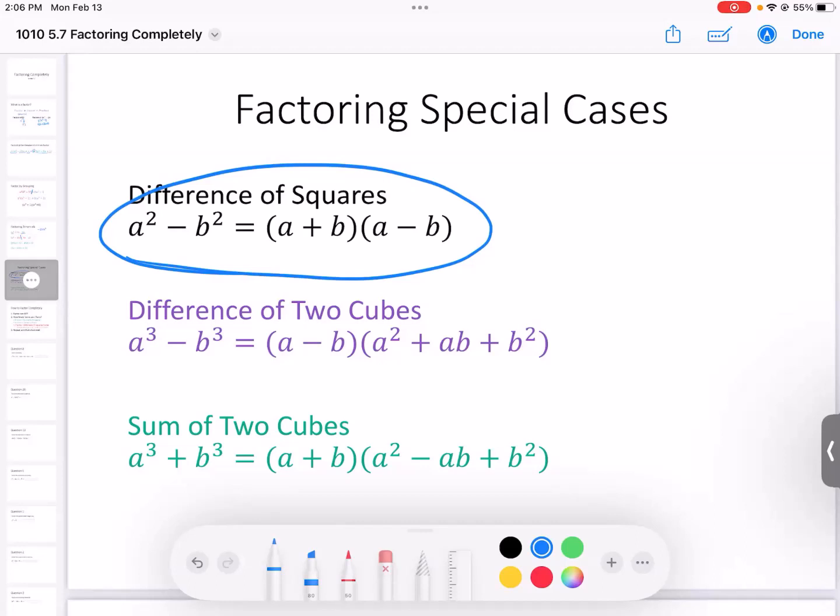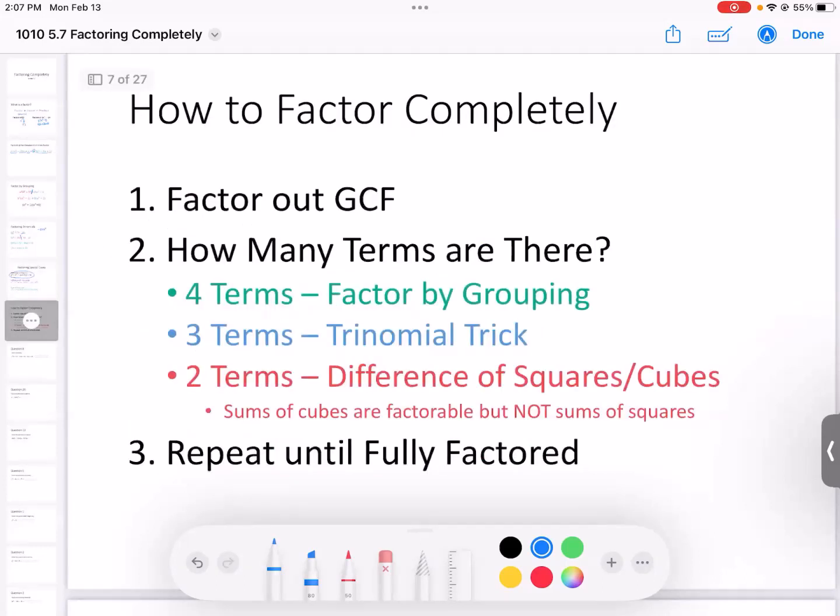Okay, so that's a very quick summary of all of the types of factoring we've learned so far. What we're doing today is learning how to factor completely, which is basically figuring out how to know which thing you do. Because we have these 4 different options, and we need to be able to tell which one we need to apply in order to factor the polynomial completely. So this is the summary of what you need to do.